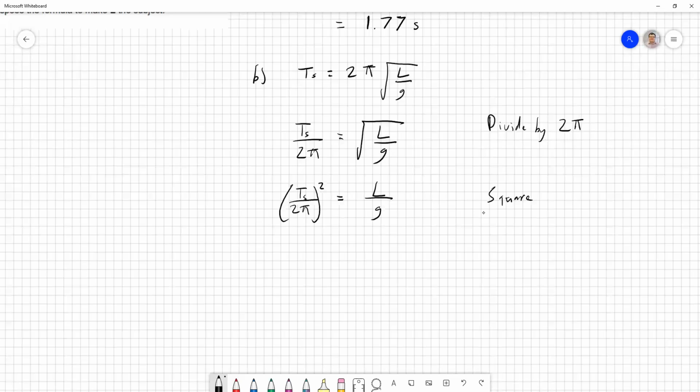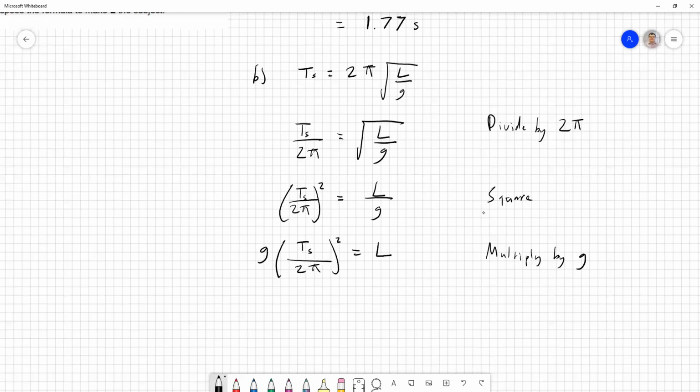So what we can do now is multiply both sides by g. Because L is divided by g, we need to do the inverse of dividing, which is multiplying. We multiply by g, and we get g on this side times this bracket. We can leave this bracket as it is with the square on it. T s over 2 pi all squared is equal to L. And that's us done enough to solve this problem.